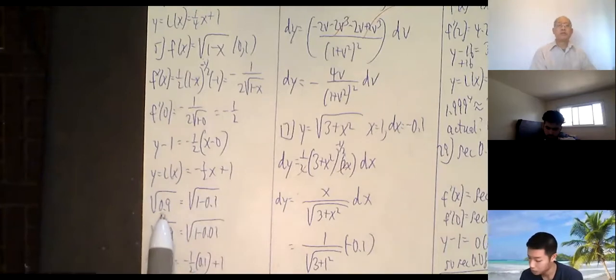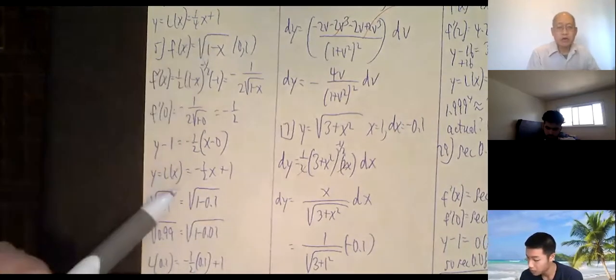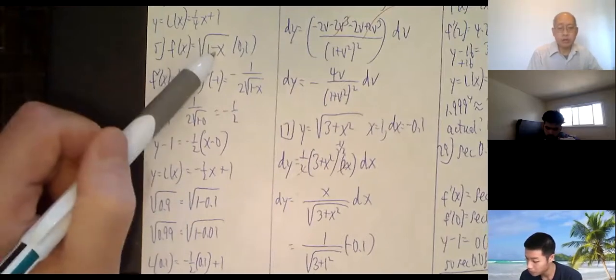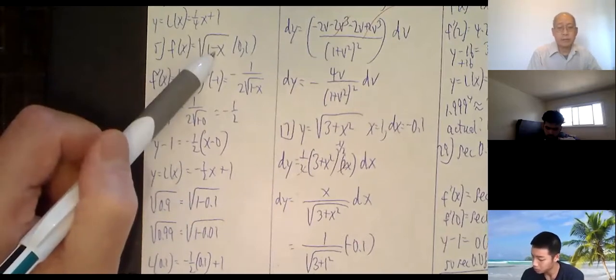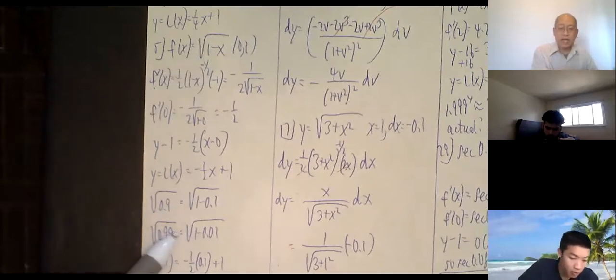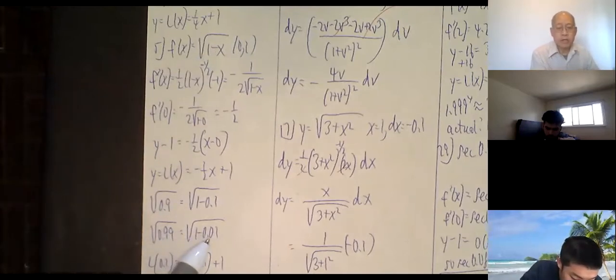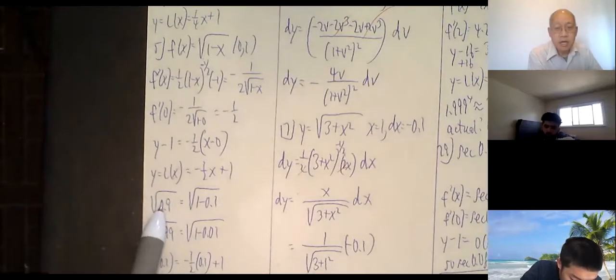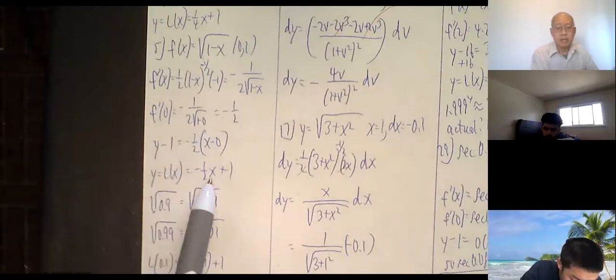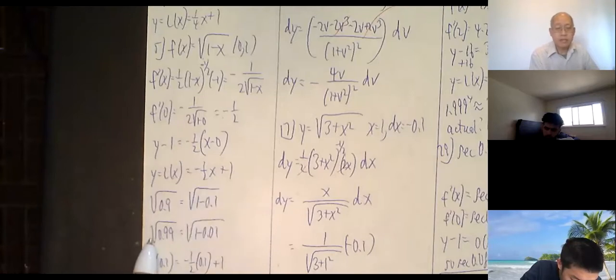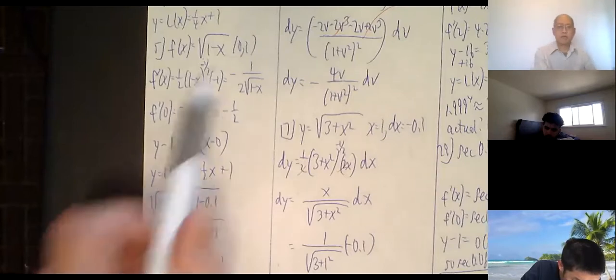Now 0.9, look back at the function. 0.9 is 1 minus 0.1, right? 0.99 is 1 minus 0.01, which means to approximate this, I plug 0.1 into the linearization. To approximate the square root of 0.99, I plug in right here 0.01. That's the way it works because this is the function.